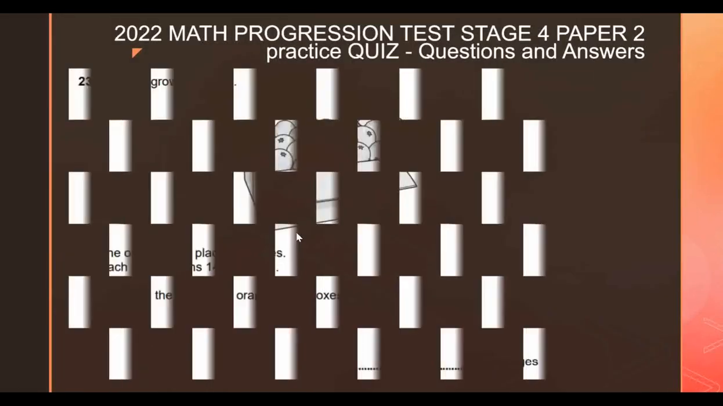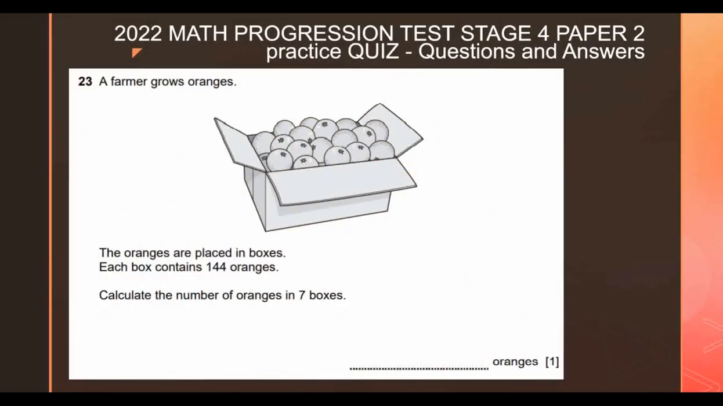Question 23. A farmer grows oranges. The oranges are placed in boxes. Each box contains 144 oranges. Calculate the number of oranges in 7 boxes.